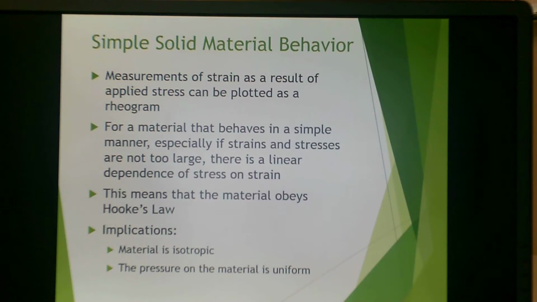For a simple solid material, measurements of strain as a result of applied stress can be plotted as a rheogram. For material that behaves in a simple manner, especially if strains and stresses are not too large, there's a linear dependence of stress upon strain. In other words, the material obeys Hooke's law, or sigma equals G times the strain. The implications are that the material is isotropic, and the pressure on the material is also uniform for this type of relationship.